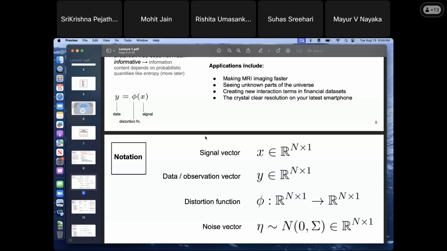Many things happen. Signal processing is interested in those many things that happen and how we fix them. The many things that happen are represented by this function phi, which is a distortion function. So in general, let's say most of the new phones seem to have a 12 megapixel sensor on the camera.